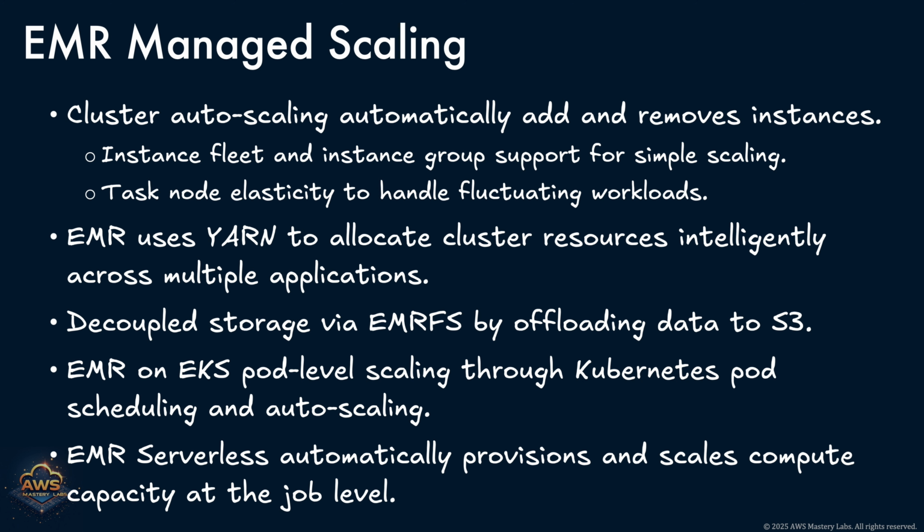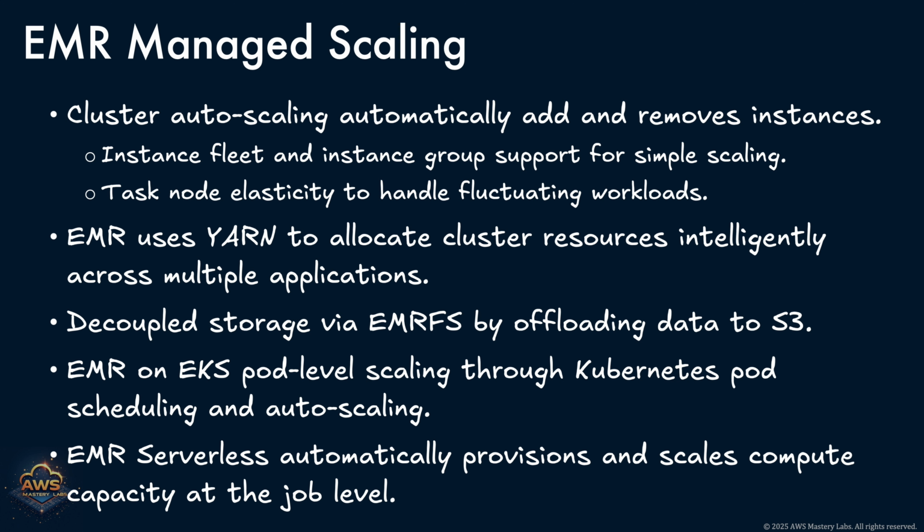EMR supports both instance groups and instance fleets. Instance groups offer a simpler scaling model, while instance fleets provide more flexibility, letting you mix on-demand, spot, and reserved instances across different instance types. This is especially powerful when using spot instances to reduce cost for fault-tolerant jobs. Within the cluster, task nodes, which are responsible for running transient jobs, can be added or removed dynamically. This means your core nodes stay stable, while your compute layer can flex with workload demands. EMR uses YARN as the underlying resource manager, efficiently allocating CPU and memory across distributed applications. YARN ensures that Spark, Hive, or other workloads share resources optimally, avoiding bottlenecks and maximizing throughput.